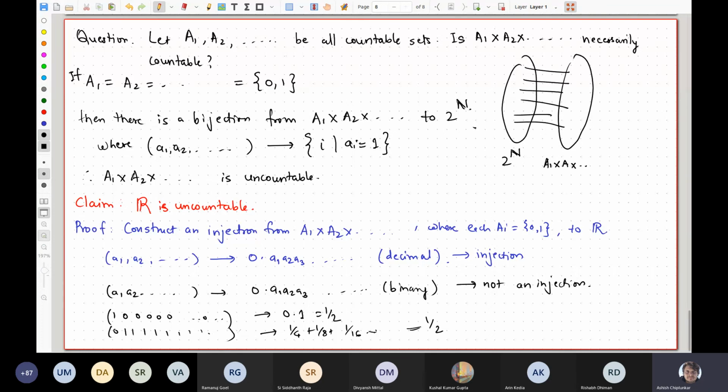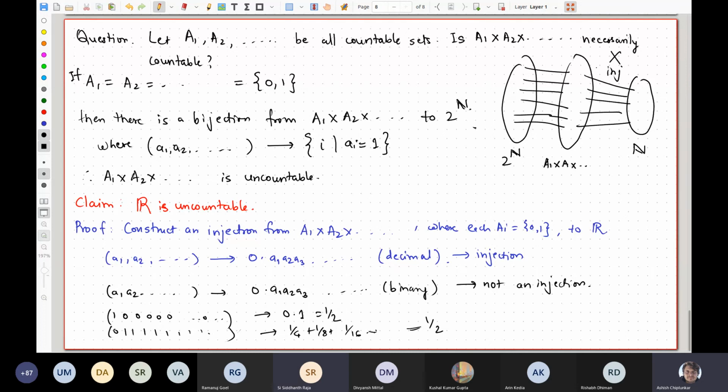Right. So bijection means in particular it is also an injection. Now if you had an injection from this set to the set of natural numbers, then by composing you will get an injection from 2 to the n to n. Right. So therefore this kind of injection cannot exist.